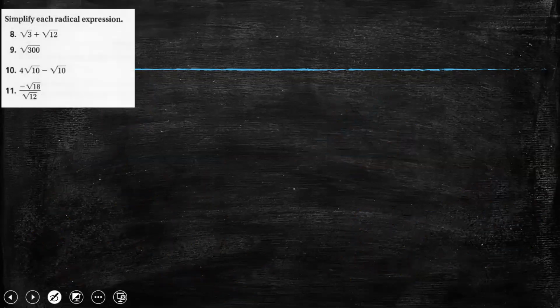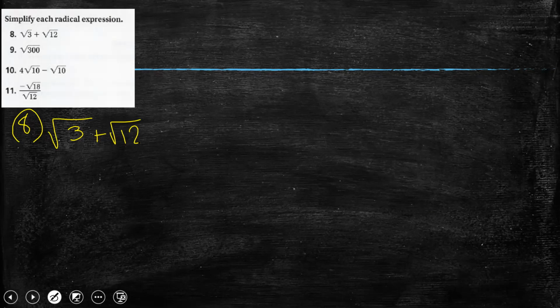Now, let's go to lesson 2 to see how we can simplify the radical expression. Let's do number 8 here. Number 8, we have square root of 3 plus square root of 12. They are different, 3 and 12. I cannot add them. If the numbers under the radical are different, I cannot add them. I try now to make 3 as 12 or 12 as 3. It's easier for me to make 12 as 3.